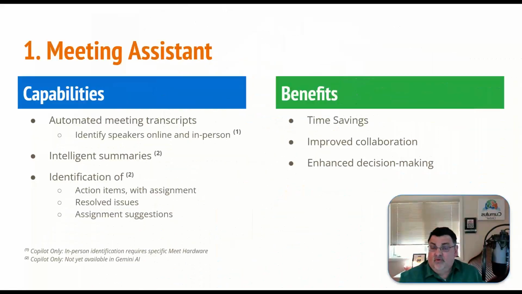So use case number 1 is the meeting assistant. Great capabilities here. These meeting assistants will automate meeting transcripts and even identify speakers online and in person. They can generate intelligent summaries of what's happened in the meeting as far as topics discussed. It'll also identify action items, ideally with assignments to specific individuals. They can also identify resolved issues and make assignment suggestions.